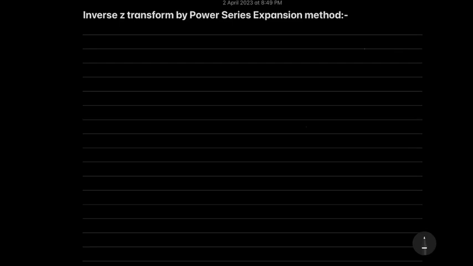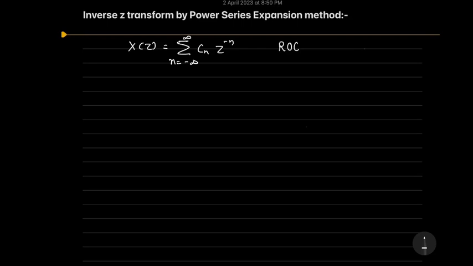Inverse Z transform by power series expansion method. In this, we expand X(z) into a power series of the form X(z) equals the sum from n equals minus infinity to infinity of c_n z to the power minus n, which converges for a given region of convergence, ROC. Here x(n) is equal to c_n.